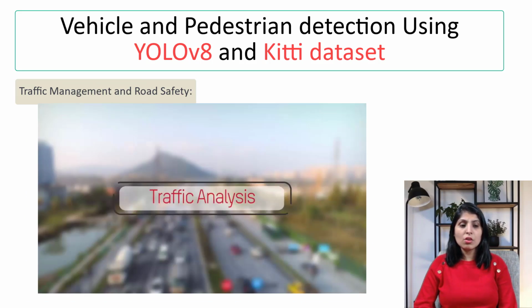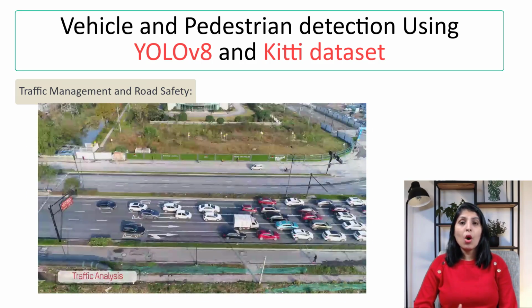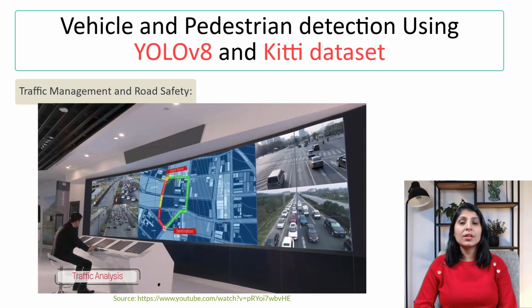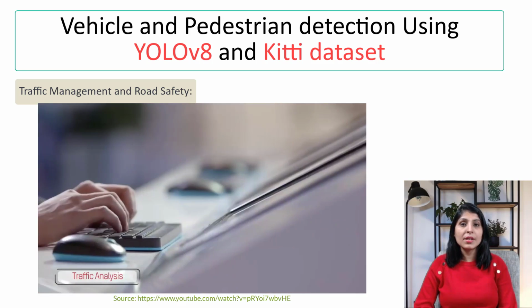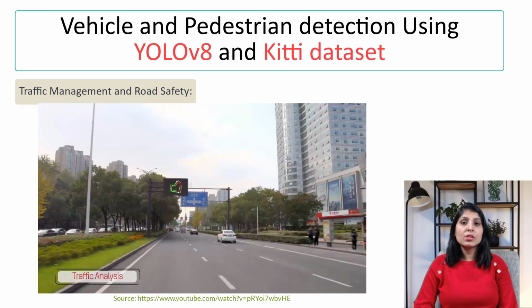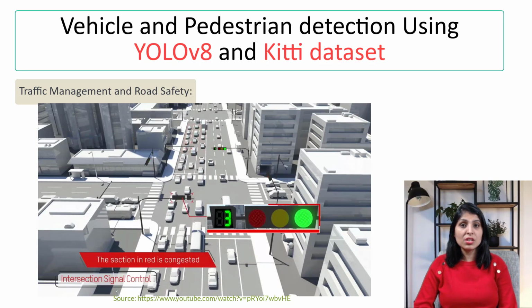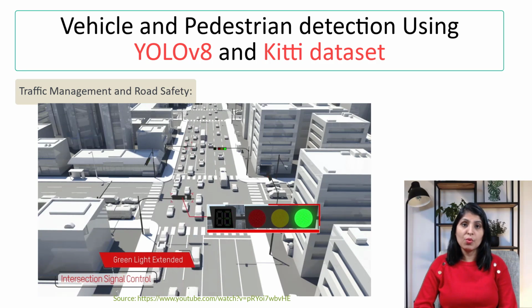And if we talk about traffic management, monitoring and analyzing traffic flow rely on the detection of vehicles and pedestrians. This information is used for optimizing traffic signals, managing congestion, and planning infrastructure improvements.